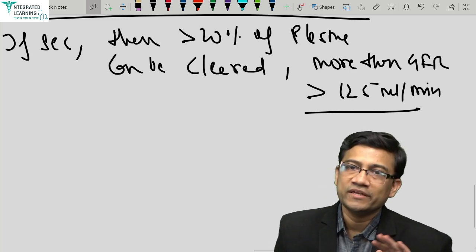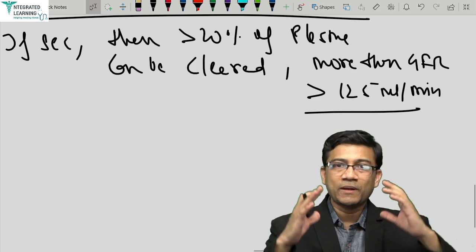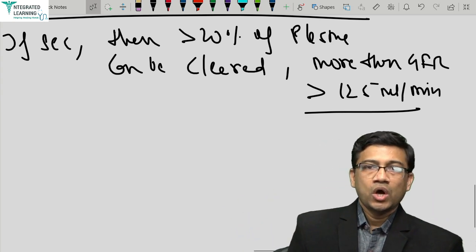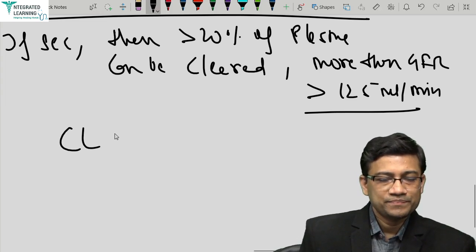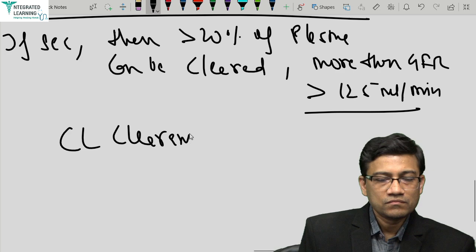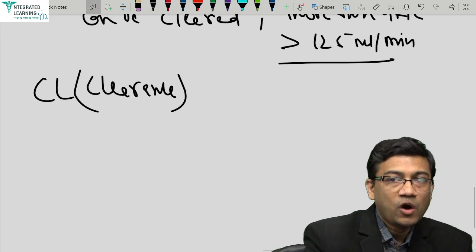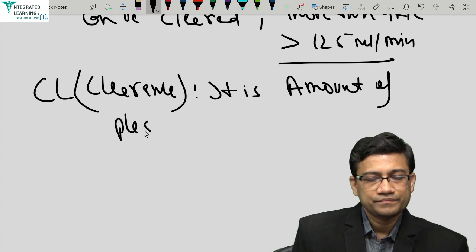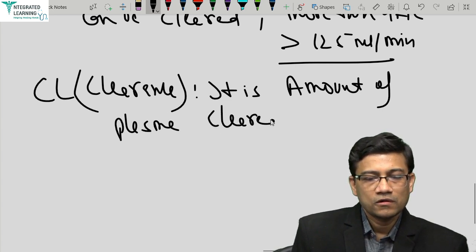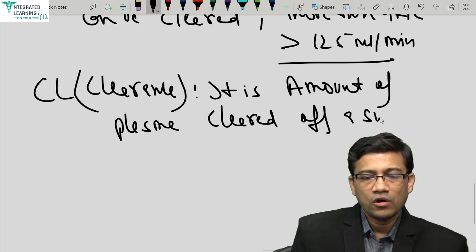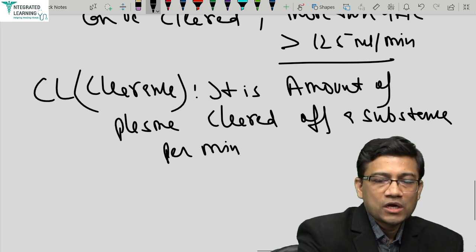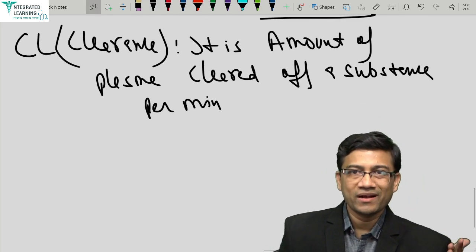Now I can explain clearance very easily because you have got the idea of clearance. The dirty plasma comes, you clear some by filtration, and the remaining you can clear by secretion. Okay, so start now. The topic is clearance, CL. First, clearance is about the plasma, how much plasma is clean. So clearance is the amount of plasma cleared of a substance per minute.